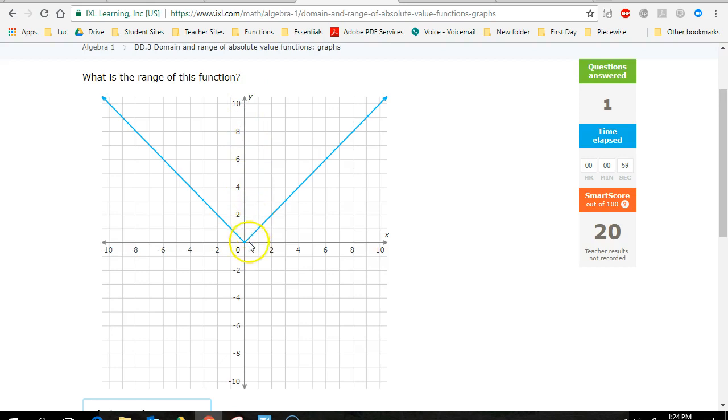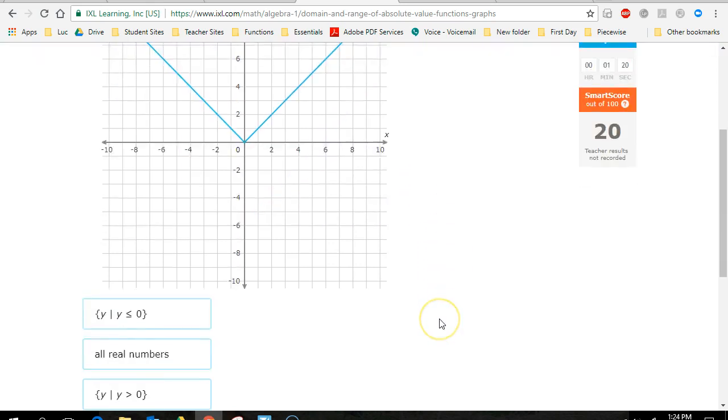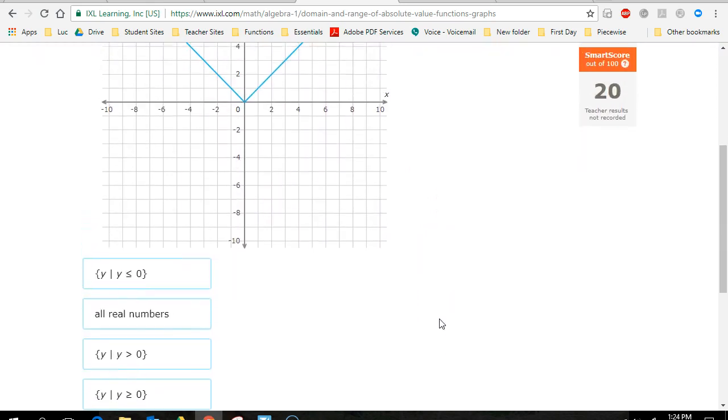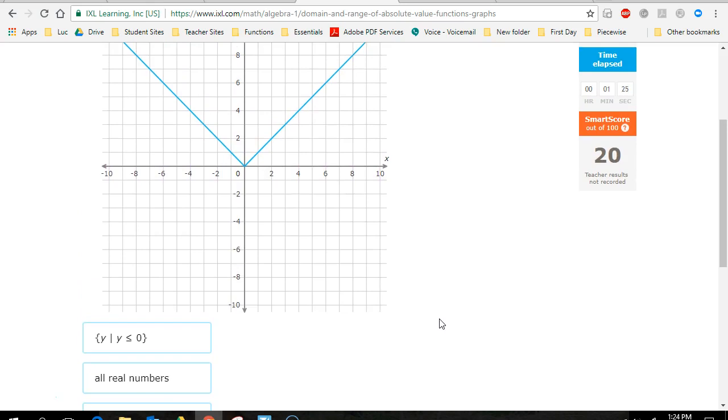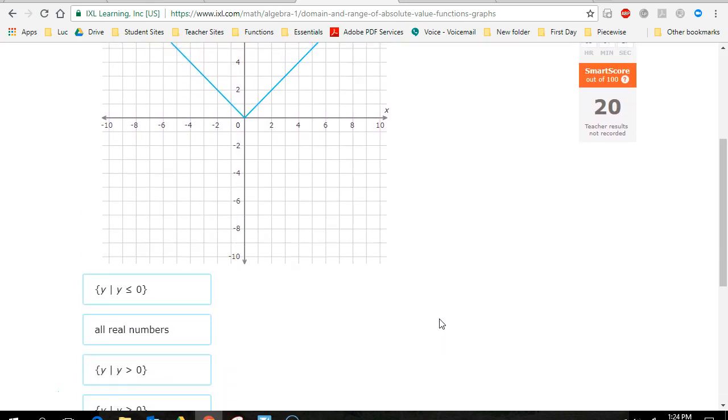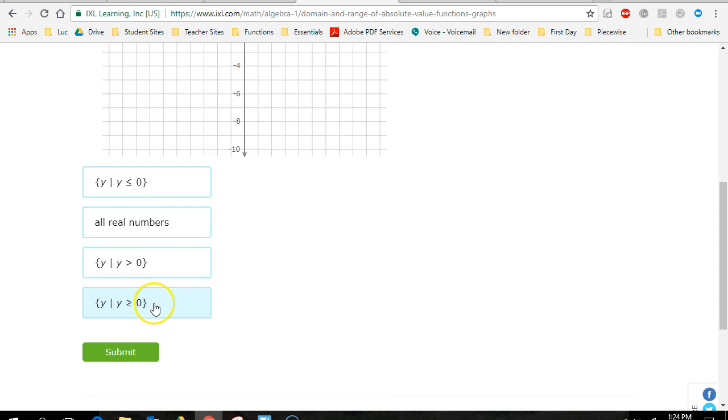So look, this blue line here, and this blue line here really only match up with the positive part of this y-axis. And they also match up with the 0, as you can see here. So the 0 is included in this one. So the range for this function is going to be y is greater than or equal to, because 0 is included in this. So on this one it's going to be y is greater than or equal to 0. So this is the answer to this one.